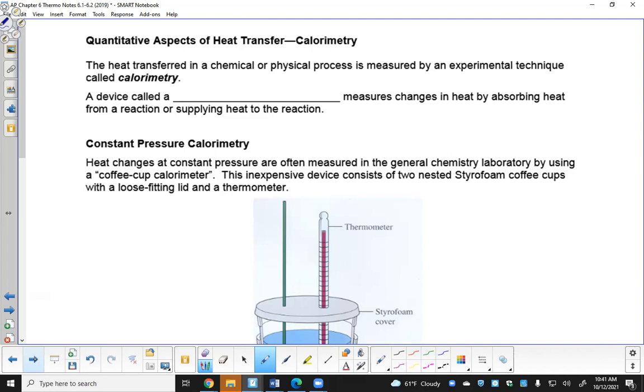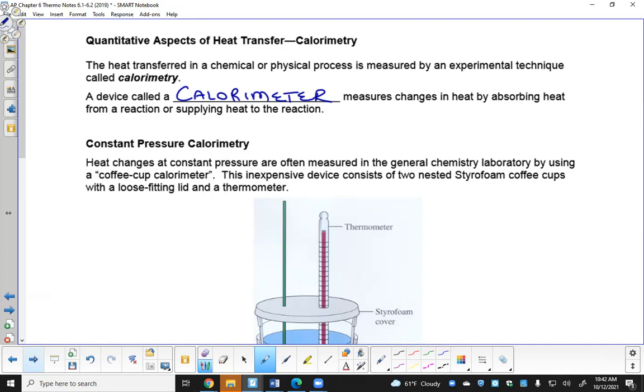with calorimetry. The heat transferred in a chemical or physical process is measured by an experimental technique called calorimetry. A device called a calorimeter measures changes in heat by absorbing heat from a reaction or by supplying heat to a reaction. So we're going to basically focus on how a calorimeter works.